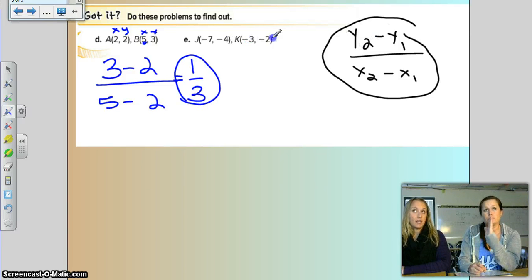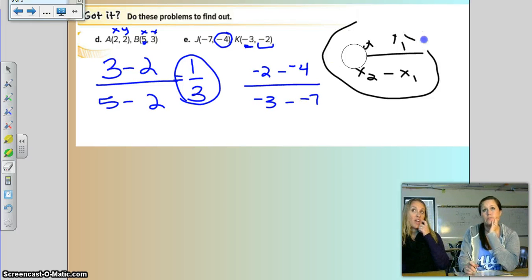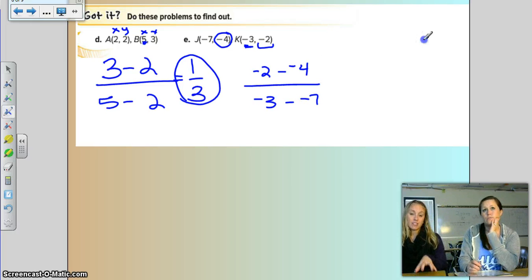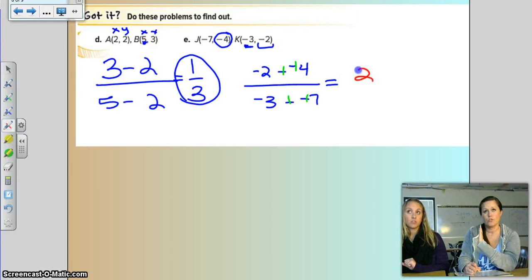Lots of negatives. It's okay though. So the second y value is right here, -2, minus the first y value, which is -4. Then I'm going to do this guy, -3 minus -7. Now, hopefully we have some red flags going on because we can't have minus and negative. So instead of minus and negative, we change that to plus a positive. So now it's -2 plus 4 over -3 plus 7. So -2 plus 4 is 2, and -3 plus 7 is 4.